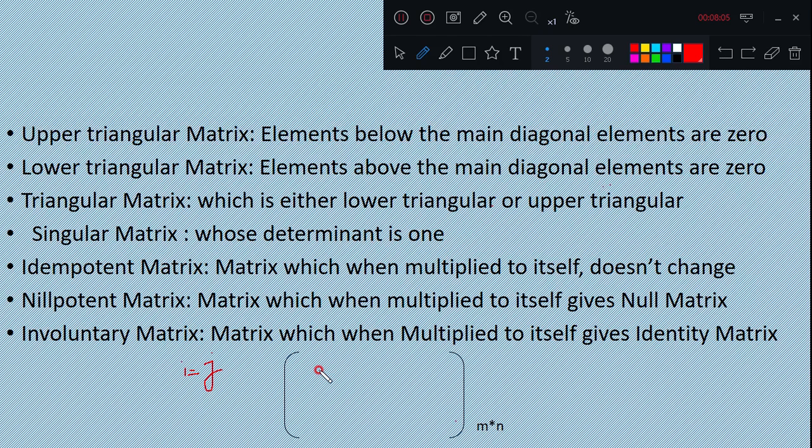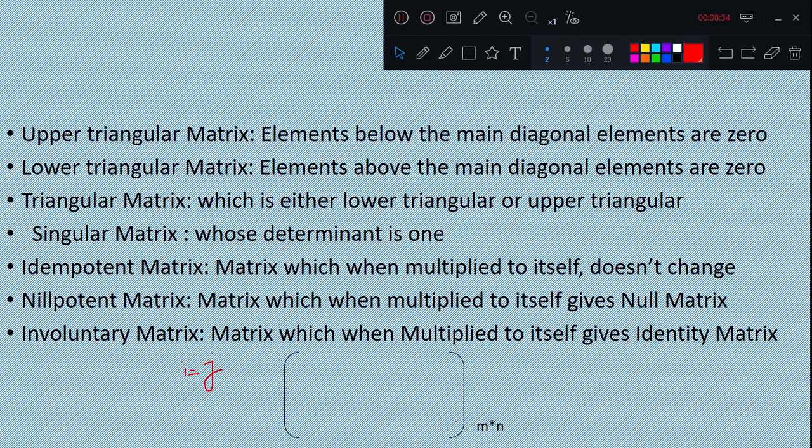Now, there's a difference between a triangular matrix and a diagonal matrix. A triangular matrix is either lower triangular or upper triangular, but in a diagonal matrix we have the leading diagonal elements as non-zero and the rest equal to 0, right? Singular matrix is a matrix with determinant 0.